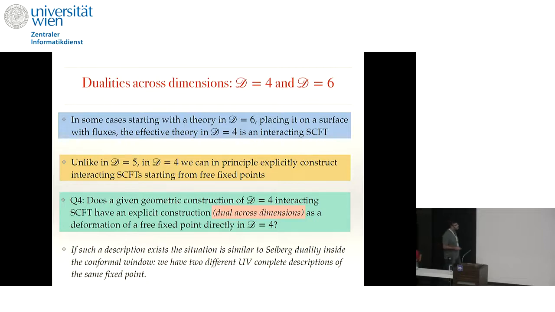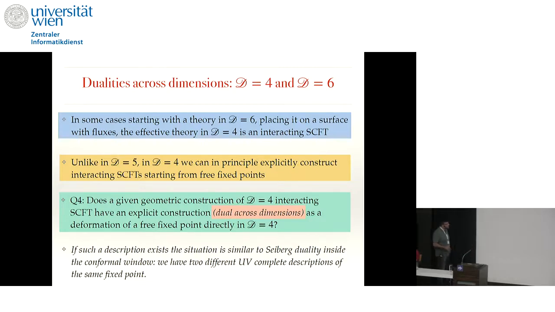So a question one can ask: does a given geometric construction of a D equals 4 interacting CFT, and by geometric I mean starting from a 6D SCFT and placing it on some 2-dimensional surface, have an explicit construction as a deformation of a free fixed point directly in D equals 4? Again, I will call it a duality across dimensions.